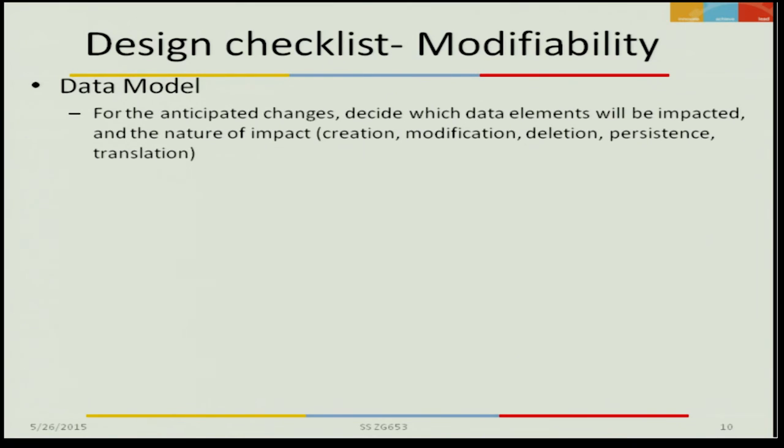Will it be deleted? Is it required to persist the data which was not persisted earlier? Is it necessary to translate the data in order to process it later on? Such kinds of changes one needs to analyze. And one general tactic is that while doing the design, try to group the data elements that are likely to change together. This often helps in containing the impact of the change to a small subset.